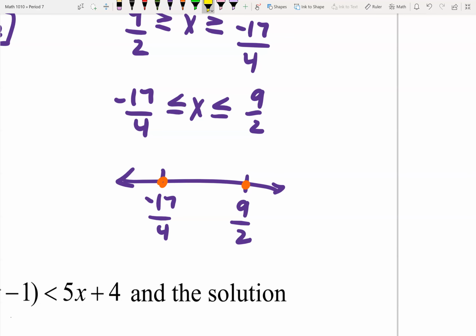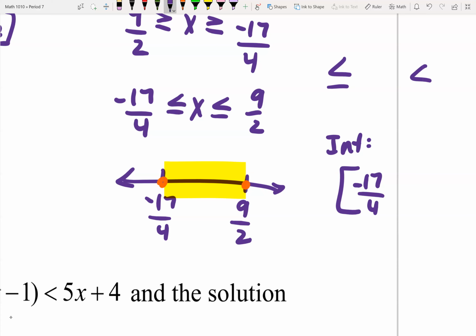You guys, all you have to remember is if you've got your arrows pointed to the left like that, either less than, equal to, or less than, and the little guys on the left, it's always between. That's all you have to remember. So in interval form, it's negative 17 over fourths with a bracket to a positive 9 halves with a bracket, and we are done.